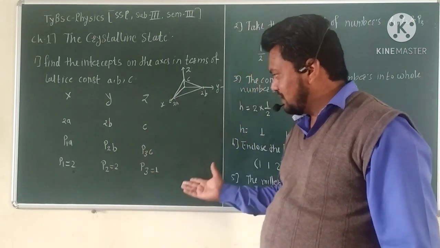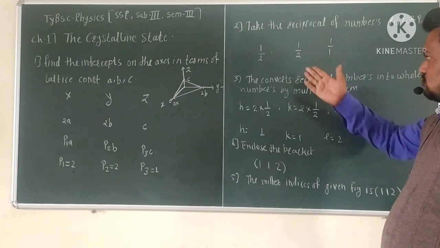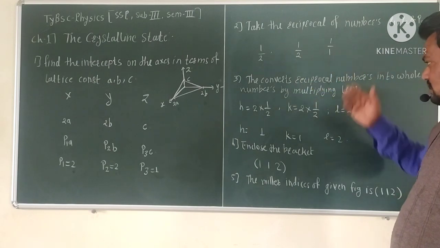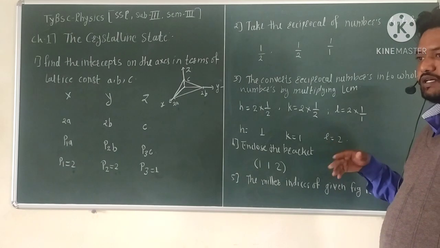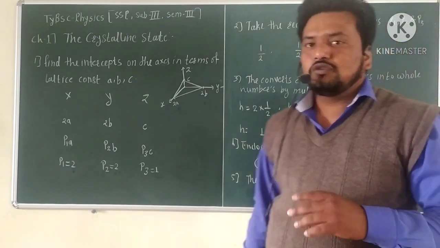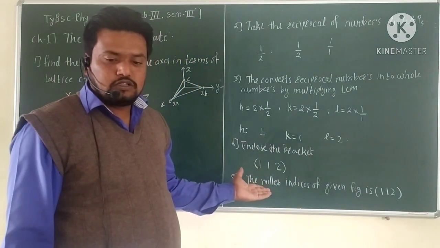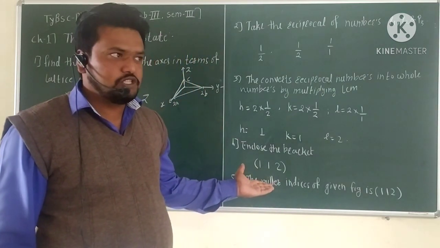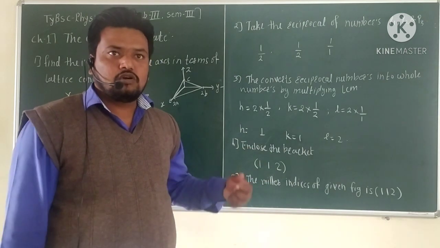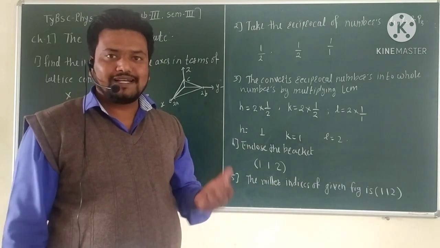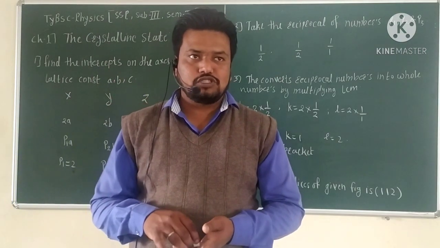Then we take the reciprocal of these numbers, so we get 1 by 2, 1 by 2 and 1 by 1. Now we multiply by the LCM so that these numbers convert into whole numbers, and we get the Miller indices of this plane. So that is the procedure for finding the Miller indices.